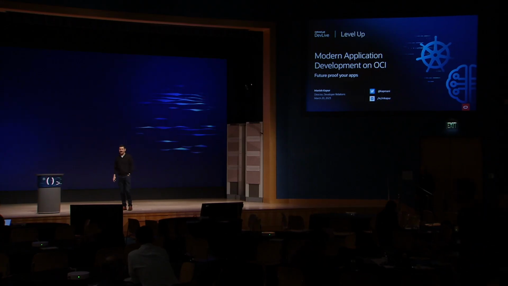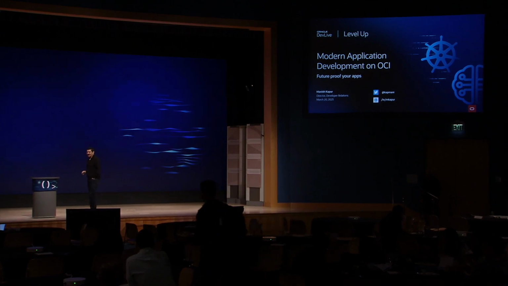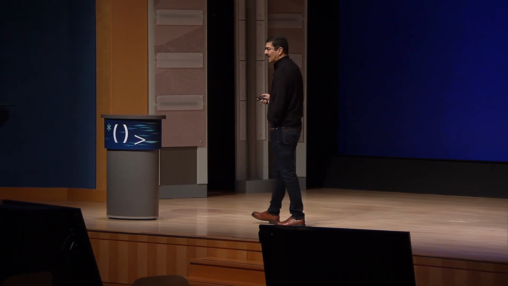Today, I'm going to talk about modern application development on OCI and how you can future-proof your applications. This is a high-level talk where I'll give you a broad picture of what services and tools you have as developers to build cloud-native applications, traditional legacy applications, and low-code applications. This talk will hopefully set the context for the remaining sessions throughout the day and over the next 4 days.